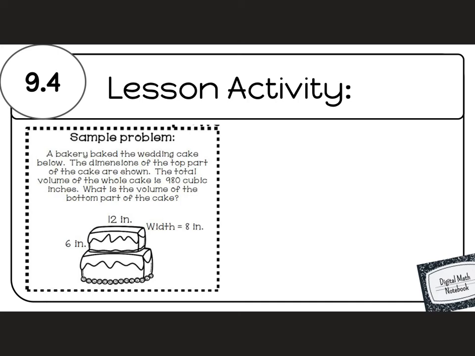So if we only look at the top part, we know that the length is 12, the height is 6, and it told us that the width is 8. So 6 times 8 is 48, and if we multiply that by 12, we get 576. Now we have to do a little bit of detective work. The whole cake is 980, and the top part is 576. So we need to find out what is the bottom.